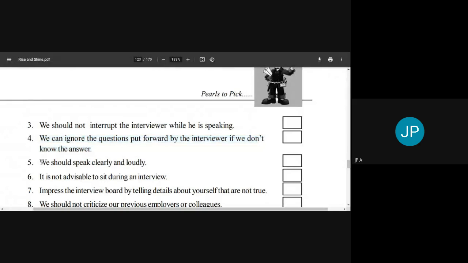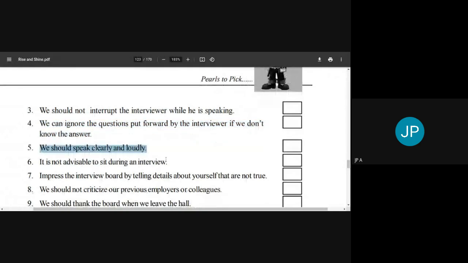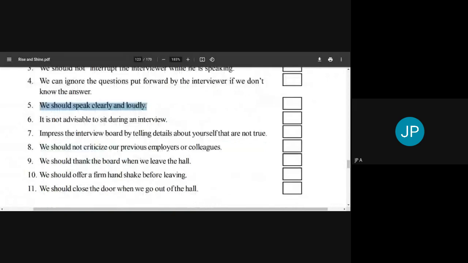We should speak clearly and loudly. Yes, so it is very clear. We should speak clearly and loudly so that the interview board does not have any trouble in understanding what we are saying. It is not advisable to sit during an interview.